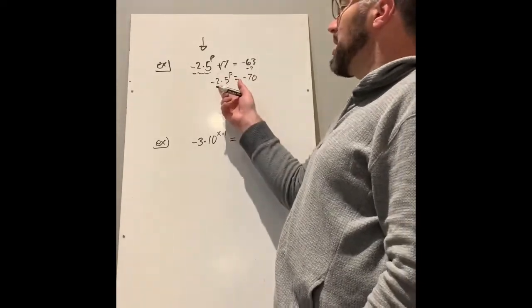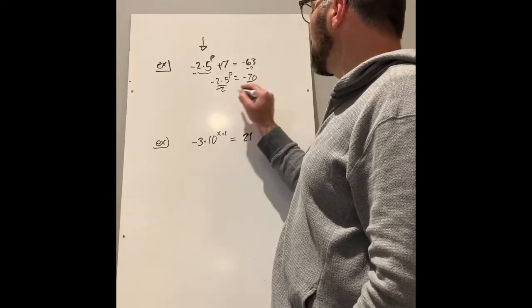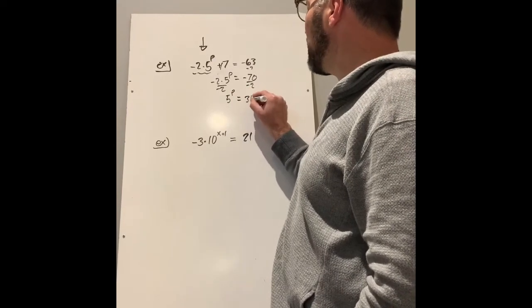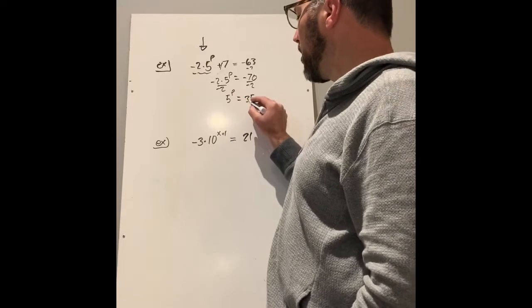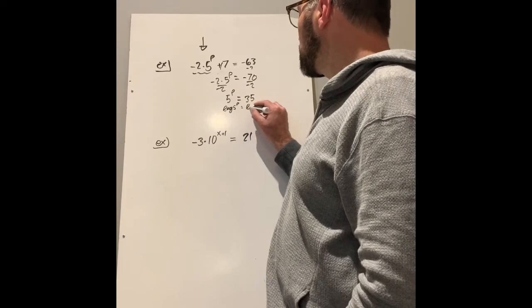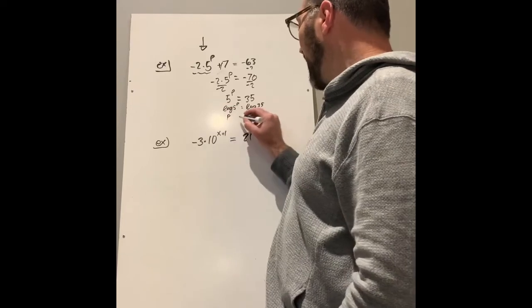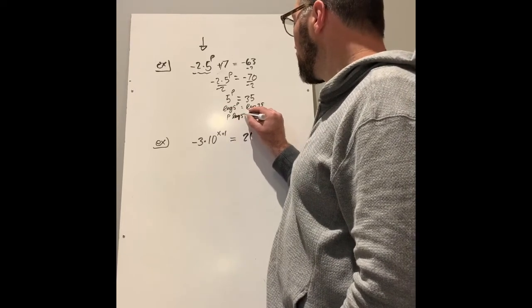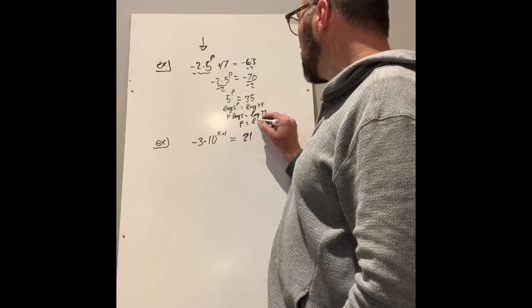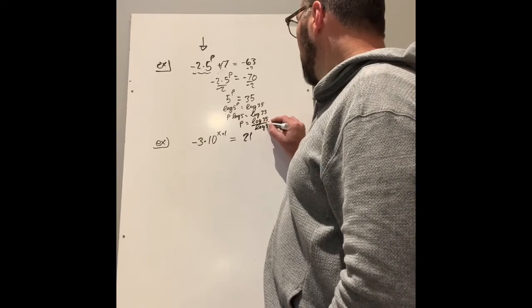My exponential is not isolated yet. I need to get this -2 out of there. And so divide both sides by -2. Okay, great. Then I'll have 5 to the p power equals a positive 35. And so now I can take the log of both sides, and I get log of 5^p equals log of 35. P comes out front. Divide by that log.